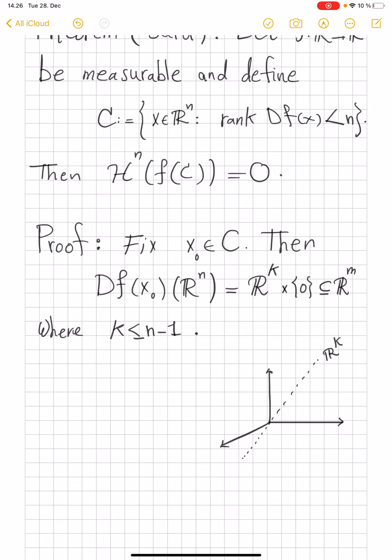I have forgotten to bring my charger, so it just motivates me to finish this proof before it runs out of battery.